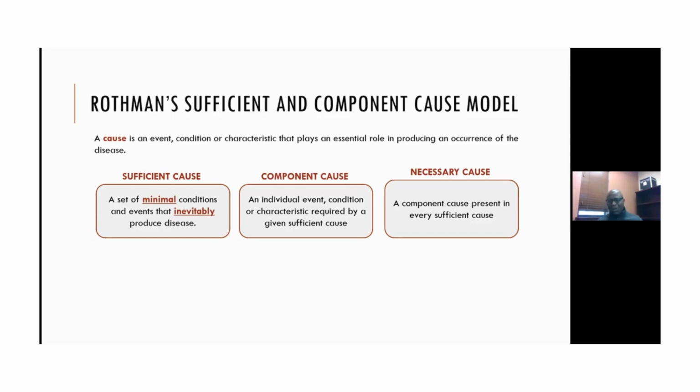So a component cause is one of those things, an event, a condition, a characteristic, that needs to be there for you to see the outcome. It's one of those things that comes together to produce the outcome. In fact, a component cause is agnostic to whether it is a necessity for it to be there. But when it is there, it actually contributes to the outcome.